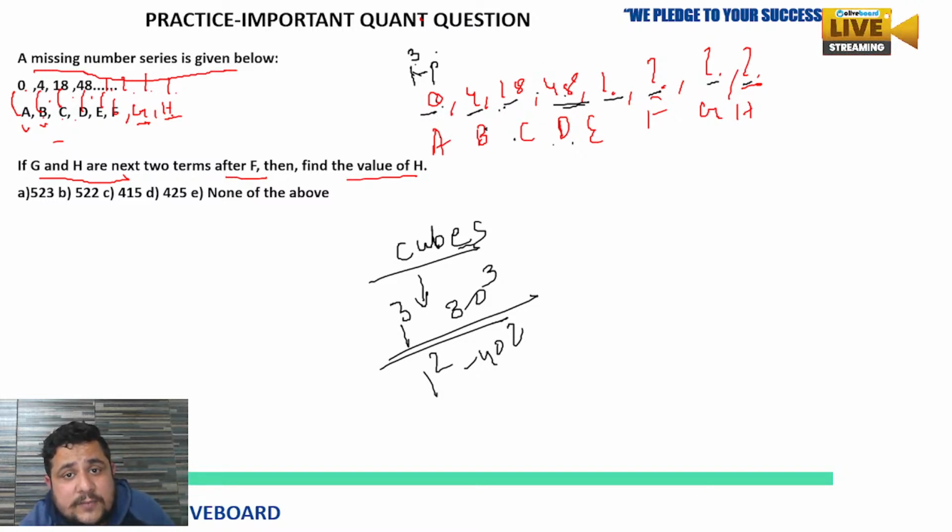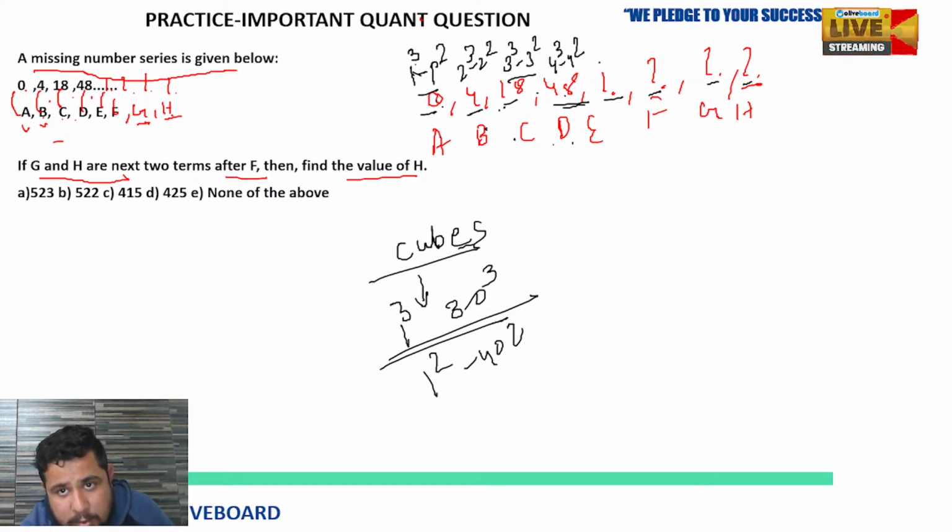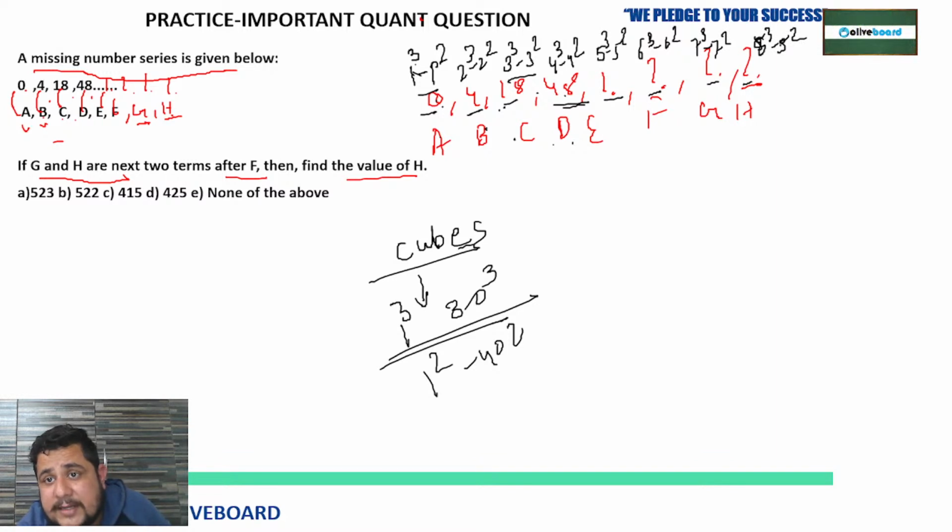1 cube minus 1 square, 0. 2 cube minus 2 square, 4. 3 cube minus 3 square, 18. 4 cube minus 4 square, 48. Now next will be 5 cube minus 5 square, then 6 cube minus 6 square, then 7 cube minus 7 square, then, sorry, 8 cube minus 8 square. So the cube of 8 is 512 and the square of 8 is 64.